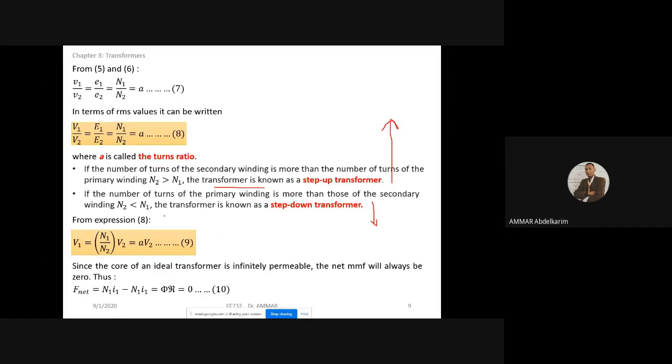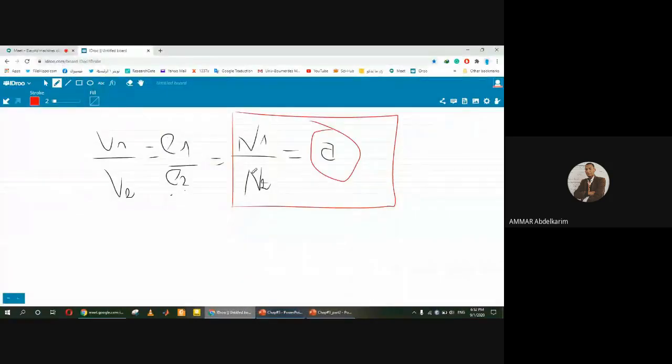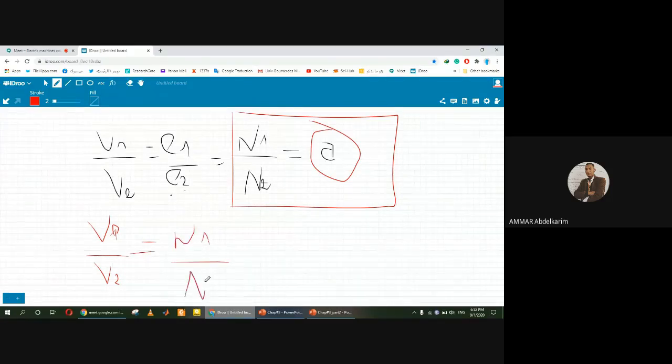So using the expression shown in 8, in order to prove why when N2 greater than N1 we call it step up, and when N2 less than N1 we call it step down, let's go to the table. Using this expression, of course, we have V1 over V2 equals N1 over N2, and this equals A.